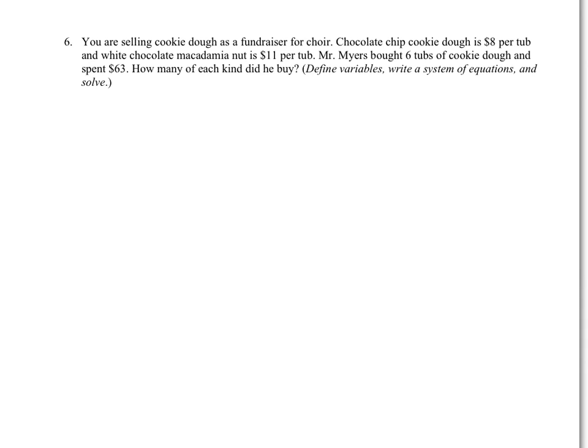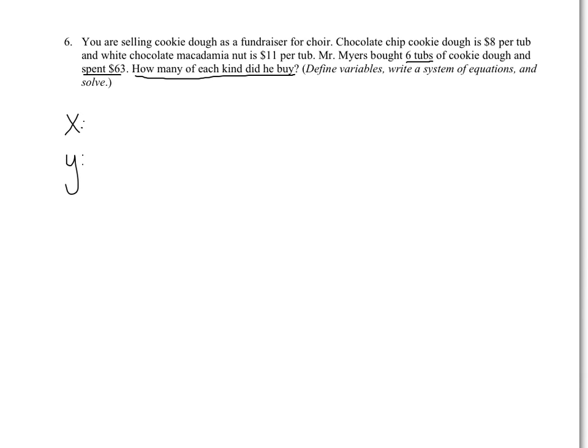So when you're defining these variables, I believe over here I have written down labels. The question is going to help you figure out what your variables are. The fact that it says write a system means that you're going to have 2 variables. So our 2 variables, let's just call them x and y, and it really doesn't matter which one is x and which one is y. I'm going to take this last sentence, how many of each kind did he buy? Well, the kinds are chocolate chip cookie dough and white chocolate macadamia nut, and they're the tubs. So we've got 2 totals here. We know that he bought 6 tubs and he spent $63.